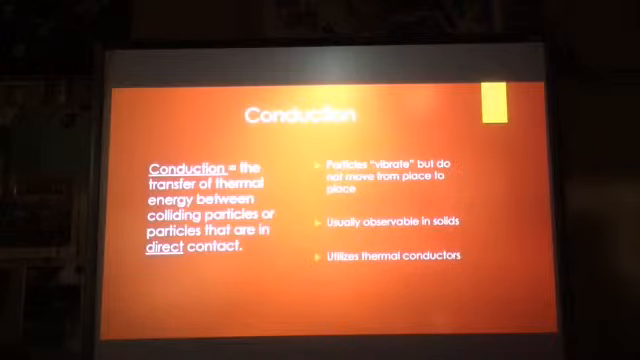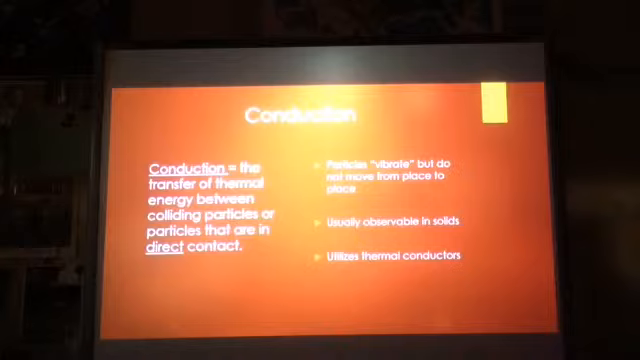It's important also to note that particles vibrate but do not move from place to place. So it kind of sits in its exact place and just kind of shakes or shifts from side to side. But the particle does not actually change position. It is usually observable in solids. That does not mean that it cannot happen in gases or liquids.